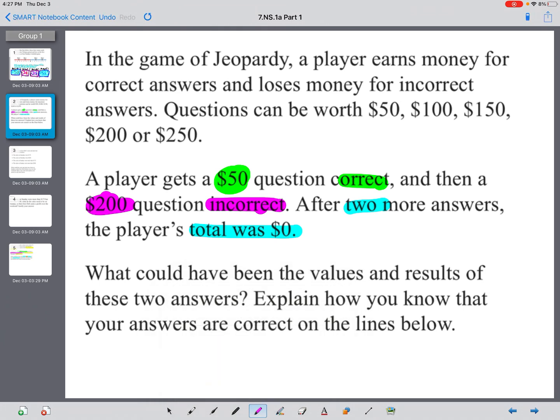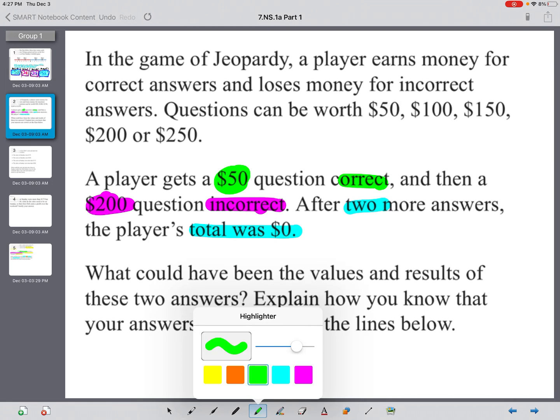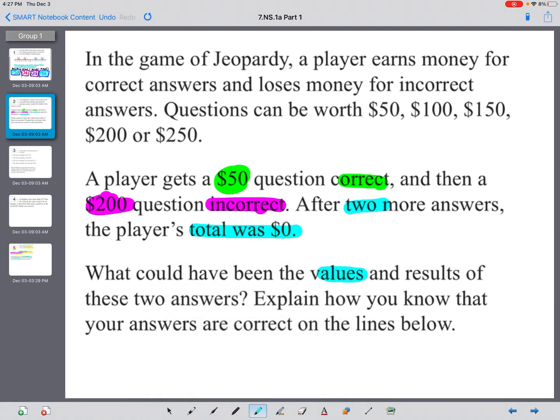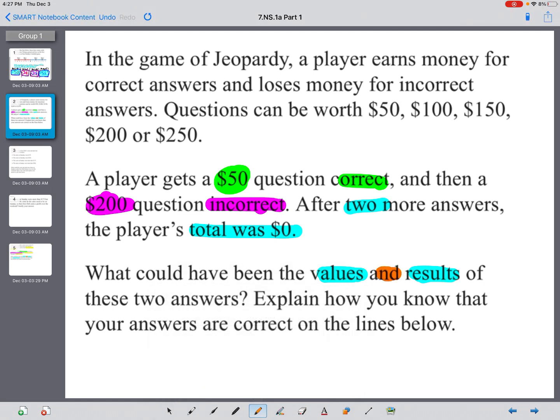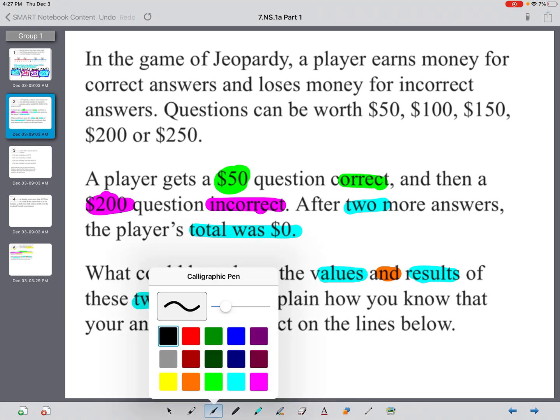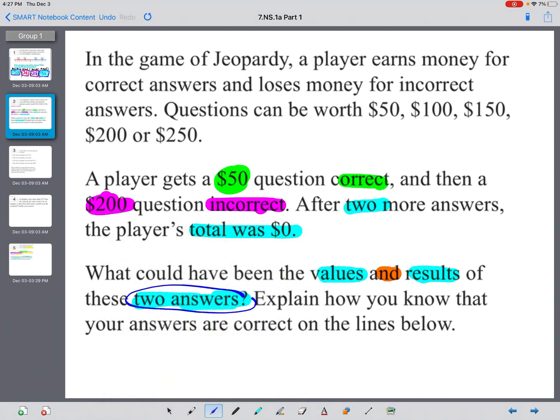All right, so first let's take a look at what we're being asked to do. It says, what could have been the values and the results of these two answers? That refers back to the two answers, where we don't know what the values are, but they make the player's total $0. Okay, so let's dive into this question a little bit deeper.